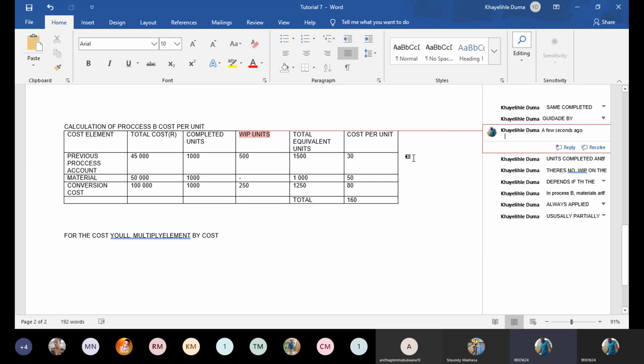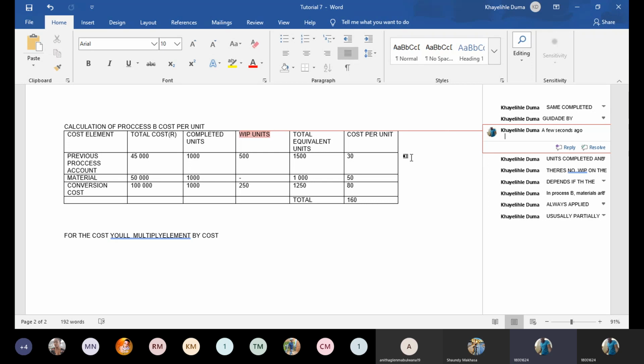And then for material, follow again the information. If it says that material is added at the beginning of the process, it means that at the end, you can follow the information on how many units of it were still incomplete. So if you applied it at the end, there will be no work in process units for materials if the process account is the last one.